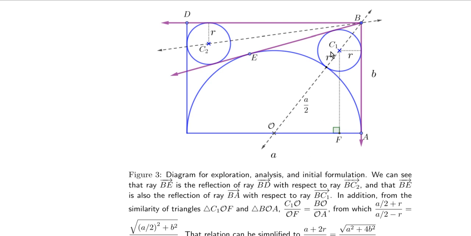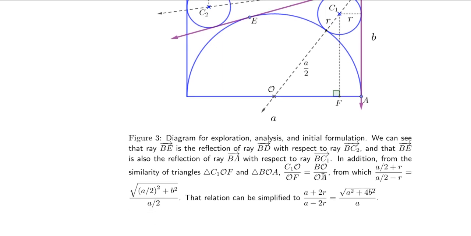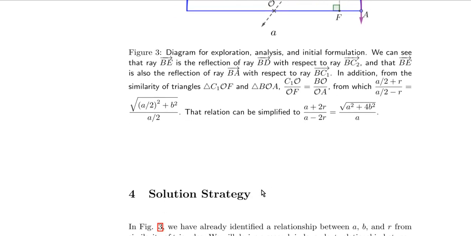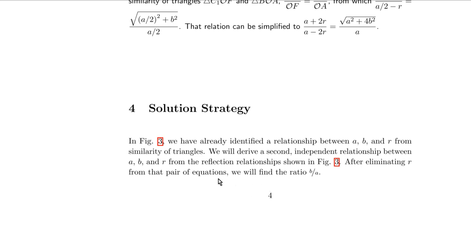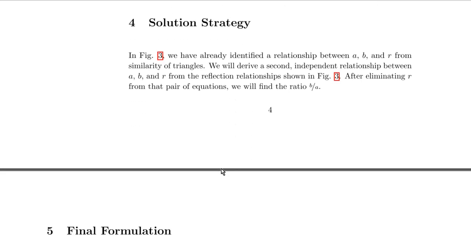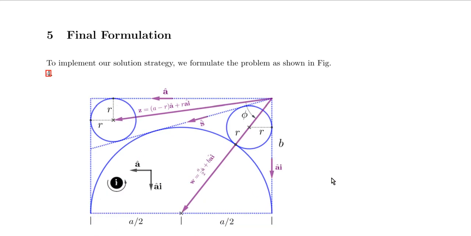So we'll use these reflections to come up with one equation for r in terms of a and b, substitute the r from the reflection equations into this one from similar triangles, and having eliminated r in that way, we will work out what b is in terms of a. So that is our strategy, and based upon that strategy, now we're going to refine our formulation and come up with a final formulation here.